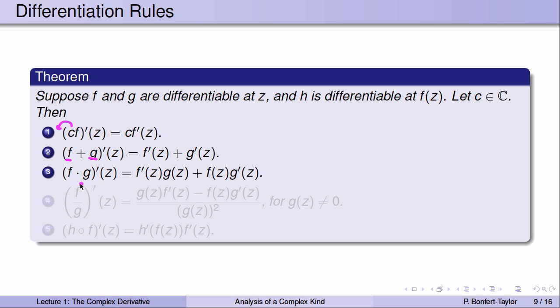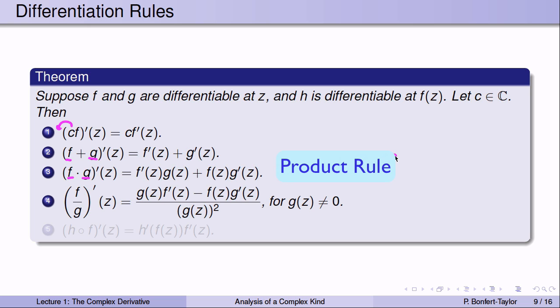The product is a little bit more complicated. It's not sufficient to simply differentiate each function, but there's a product rule. You differentiate f and multiply it with g. Next, you don't differentiate f and multiply that by the derivative of g. There's also a rule for the derivative of the quotient, f over g. Obviously, you can't do that if g of z is 0. So you want to require here that g of z is non-zero.